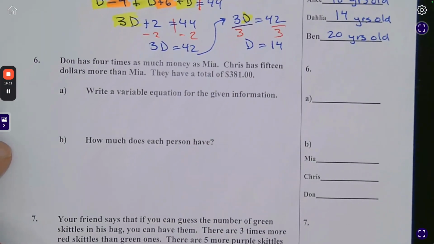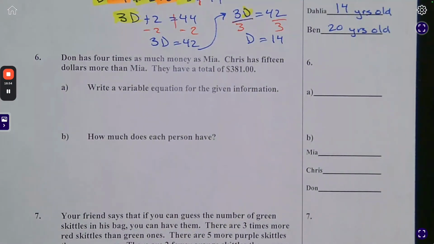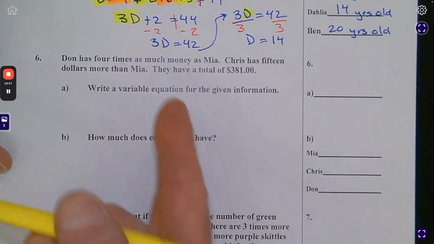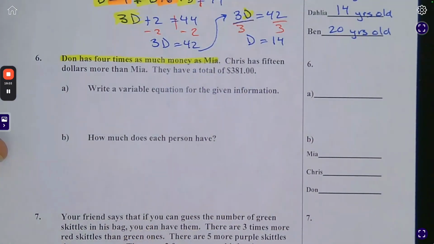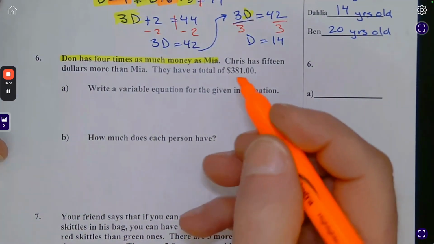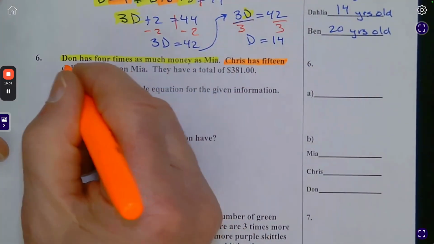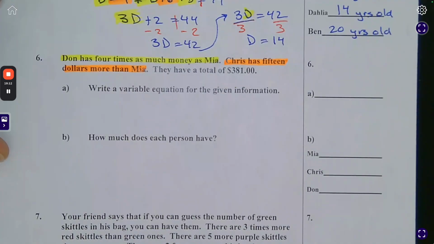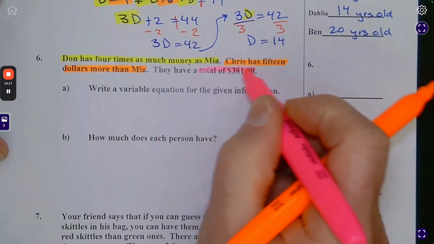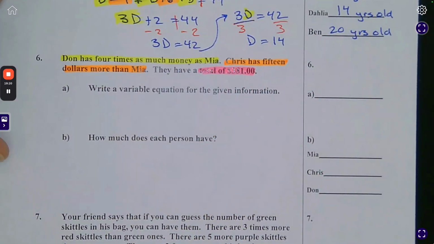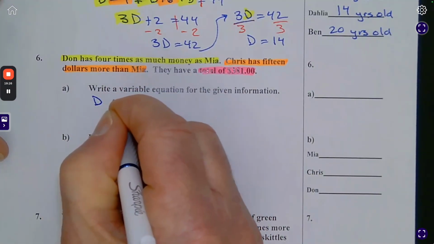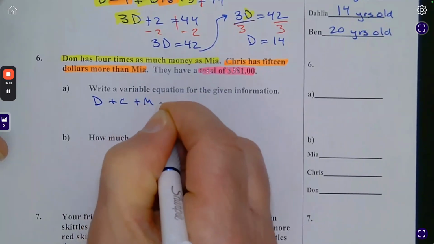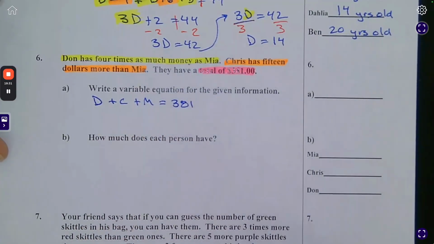Number 6. Oh, our good friend Don. I'm going to go ahead and read it. Don has 4 times as much money as Mia. This is very similar to this. It's just I'm using different context. It's money, right? Chris has $15 more than Mia. Mamma mia. They have a total of $381. So the 3 of them added up have $381. So that means Don plus Chris plus Mia is equal to 381.